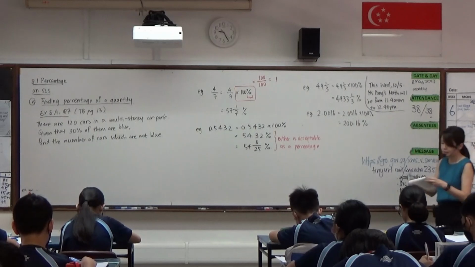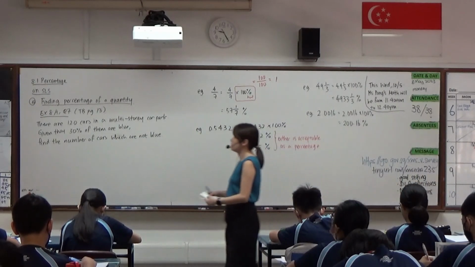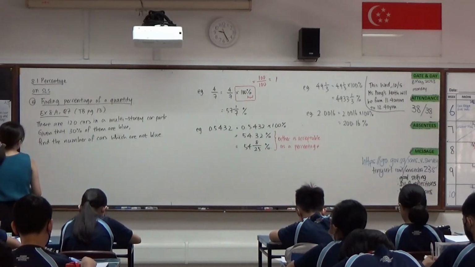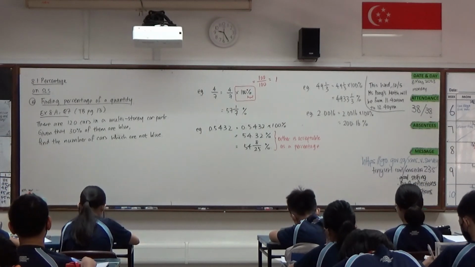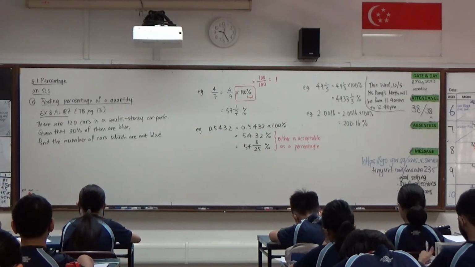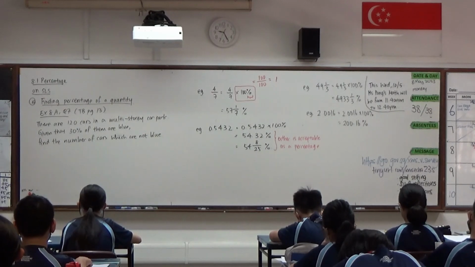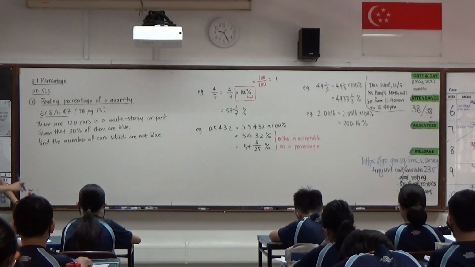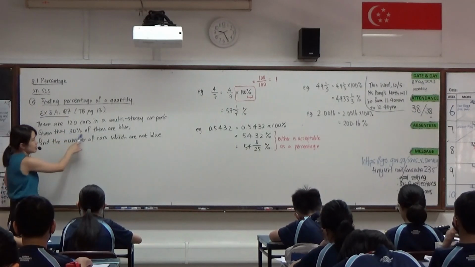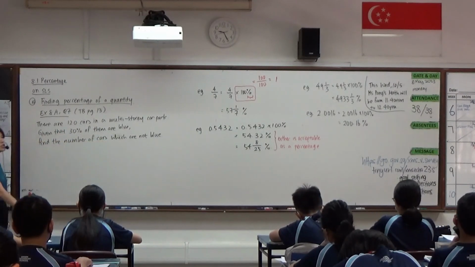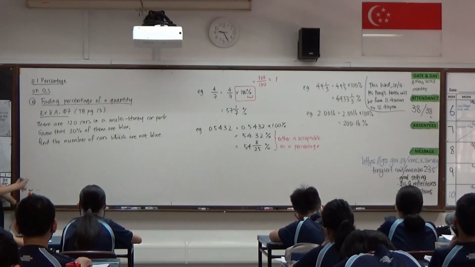Multi-story car park. Given that 30% of them are blue, we want to find the number of cars which are not blue. Okay? So first of all, what percent of the cars are not blue? 70, right? Because in total it's 100% minus away the 30% which is blue. So the percentage of cars that are not blue is actually 70.